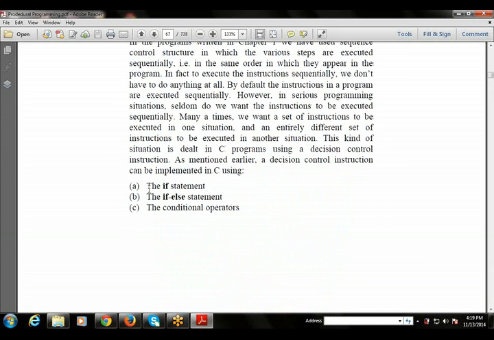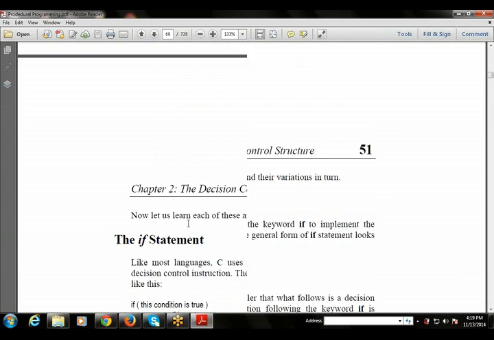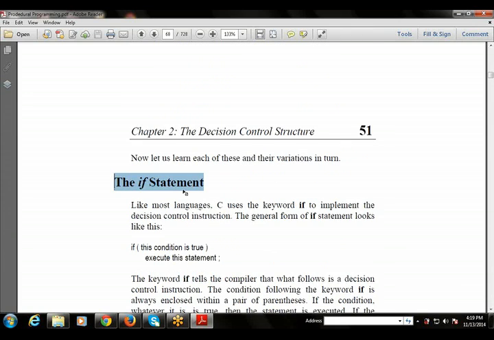We have discussed only one if. If-else also we have discussed, but not the nested if-else. So we have discussed the if statement. What is the if statement?